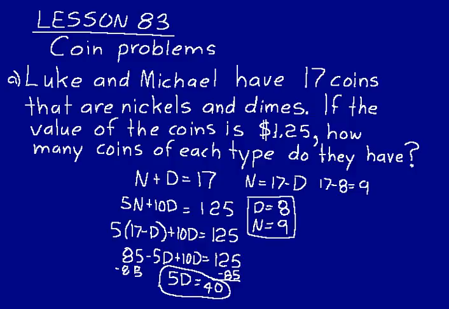When we have 17 coins that are nickels and dimes and their total is $1.25, there's only one combination of nickels and dimes that'll work. And so it's just like an intersection point on a pair of lines. There's only one point that they intersect at. So there's only one combination of nickels and dimes that will work for this combination of coins and money value. And that is 8 dimes and 9 nickels.